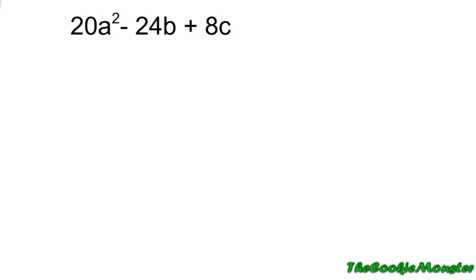Let's try this one. The GCF, you have 20, 24, and 8. What divides all 3 of them? Well, 2 divides it, 4 divides it. Take the highest number, so 2 is not the highest, so we'll just take the 4 instead. So 4 is part of your GCF.